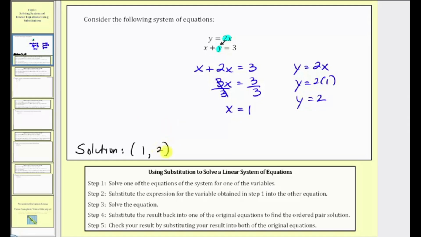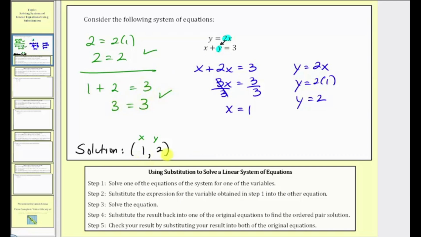And let's take a moment and verify this. So we'll substitute 1 for x and 2 for y in both equations. So for the first equation, we would have 2 equals 2 times 1, which is true. And for the second equation, we would have 1 plus 2 equals 3, which is also true, verifying our solution is correct. But going back to the system just for a moment, this worked out very nicely because notice how one of the equations was solved for y. But in many cases, we won't have one of the equations solved for one of the variables, and therefore we'll follow the steps given below.